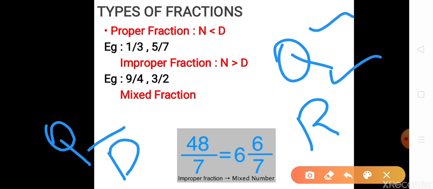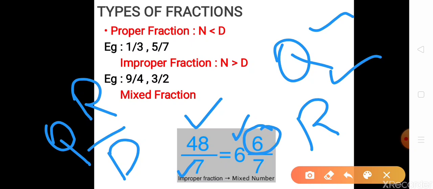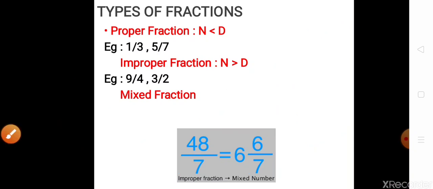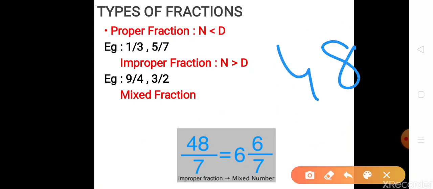Below that will be the denominator and the R, where R represents your remainder, Q represents your quotient. So similarly, when we divide 48 by 7, the quotient is 6, because 7 times 6 will give you 42, right? And the remainder is also 6. So 7 times 6 is giving you 42. Then you add this 6 to 42 and the answer will be your 48. I hope this part is clear to you.